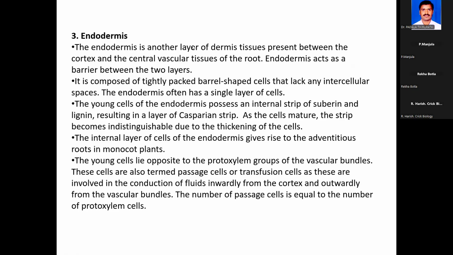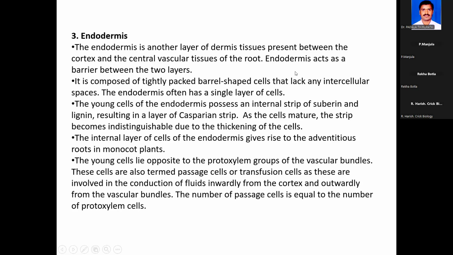Next is the endodermis. The endodermis is another layer of dermal tissue. First the epidermis or epiblema or piliferous layer, followed by the cortex, and next the endodermis. It is present between the cortex and the central vascular tissue of the root.